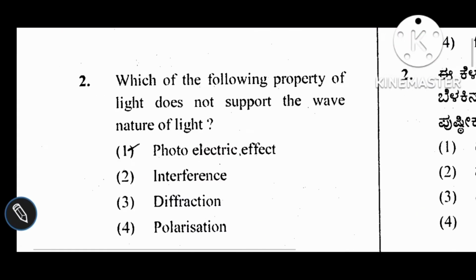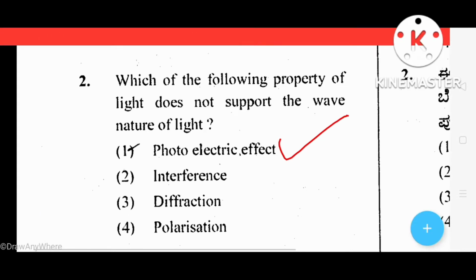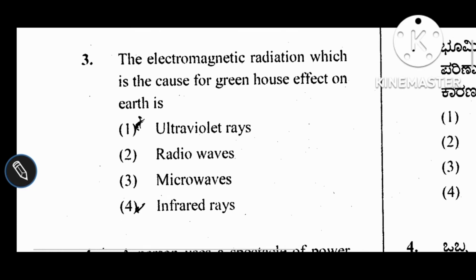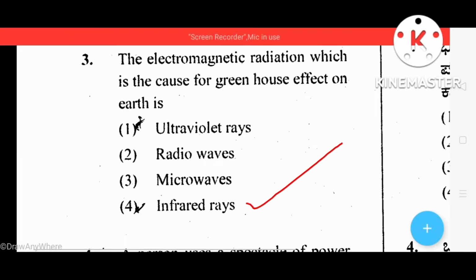Which of the following properties of light does not support the wave nature of light? This is taken from the second PUC Ray Optics and Optical Instruments chapter. So the correct option is the photoelectric effect, where all the three others, that is interference, diffraction and polarization, support the wave nature of light, while the photoelectric effect supports the particle nature of light. Coming to the third question, the electromagnetic radiation which is the cause for the greenhouse effect on earth is? This is the infrared rays. The correct option is infrared rays.